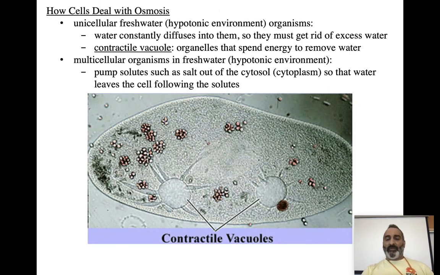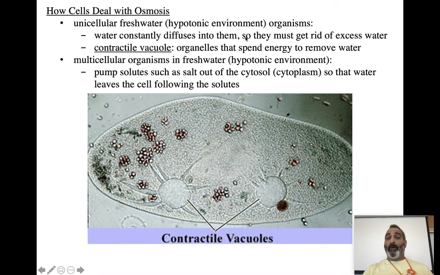Now, how do cells deal with all this movement of water? Well, unicellular freshwater organisms, these are things that live in 100% or almost 100% water. There's a lot of water on the outside. So if they live in almost a 100% water environment, water will move into them. Water is constantly diffusing into them. So these are organisms like protista or protists, which live in ponds or freshwater environments. So water, since it's constantly moving inside of them, which is what happens in a hypotonic environment, they need to move the water out.